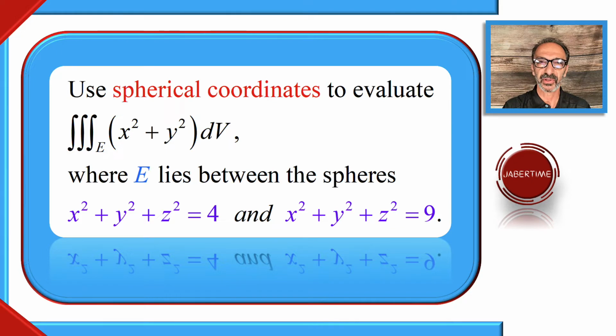Here's a triple integration. Use spherical coordinates to evaluate the triple integration of x squared plus y squared over the region E, which lies between the two spheres, x squared plus y squared plus z squared equals 4, that means radius 2, and x squared plus y squared plus z squared equals 9, with radius 3. Now, since we have here x squared plus y squared, that's not going to be a volume. Okay, let's get started.